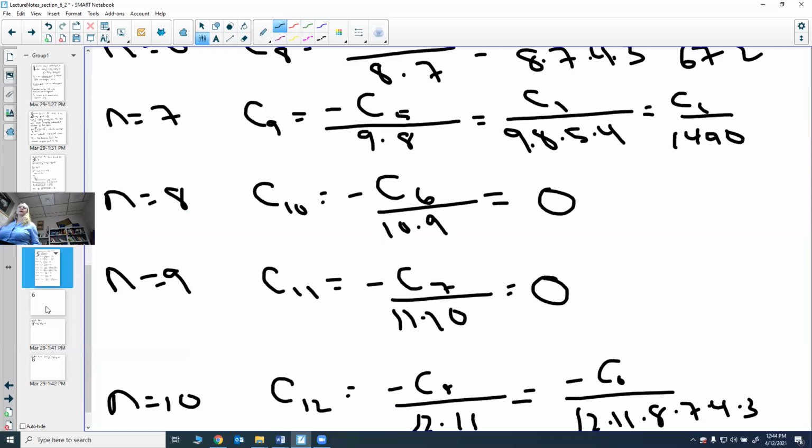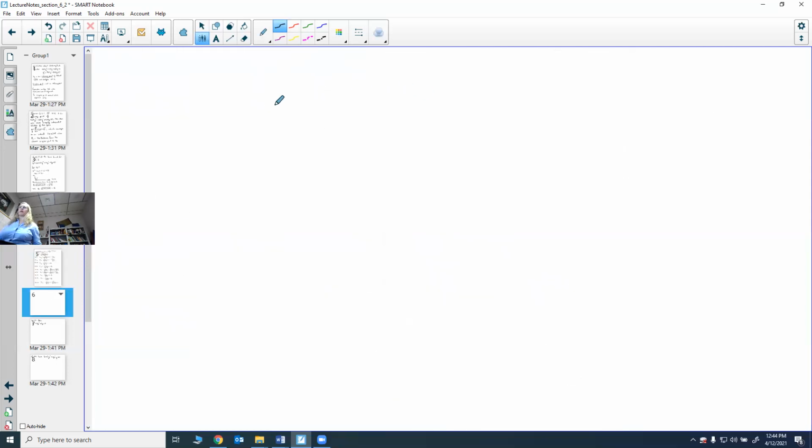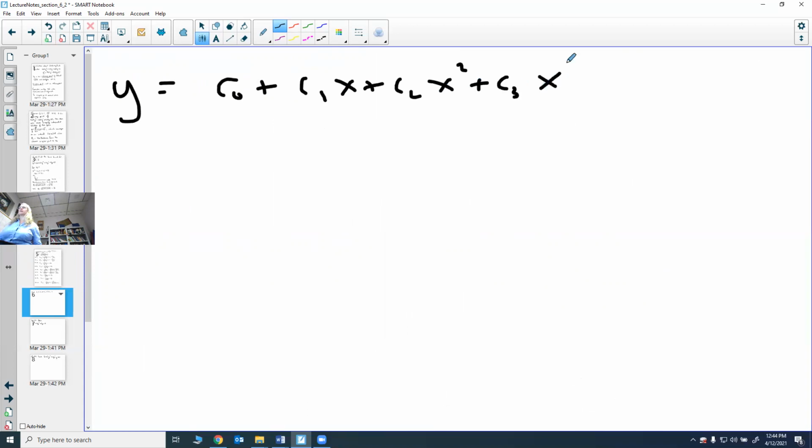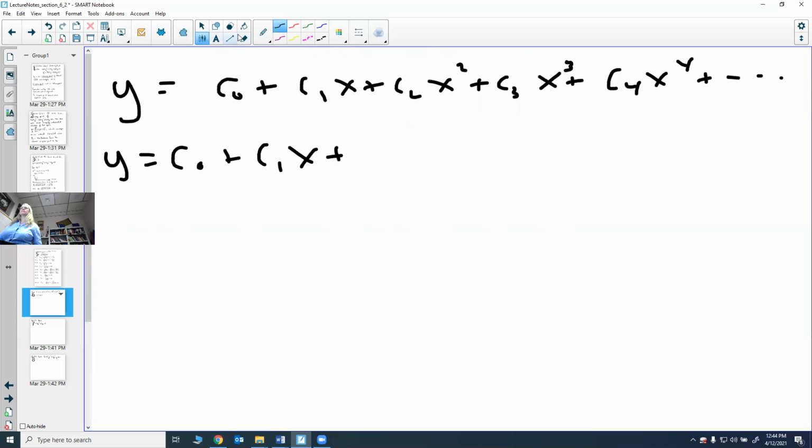So now we can go ahead and write out what y is. Y is going to equal C0 plus C1x plus C2x squared plus C3x cubed plus C sub 4x to the fourth plus keep going on for this pattern forever and ever. C0, we don't know what it is. C1, we don't know what it is. So C0 plus C1x. C2, we found out was 0, so that term's gone because it's just 0.